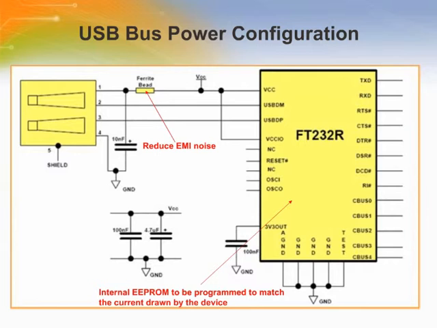Here we have a typical USB bus power design configuration. A USB bus power device gets its power from the USB bus. Basic rules for USB bus power devices are as follows. On plug-in to USB, the device should draw no more current than 100 milliamps. In USB suspend mode, the device should draw no more than 2.5 milliamps.